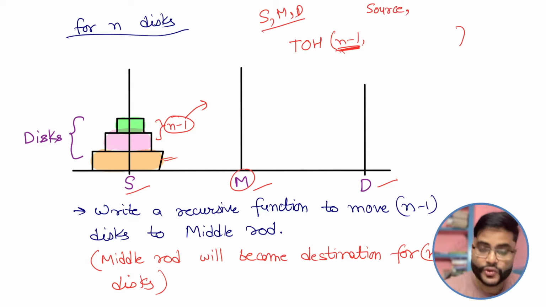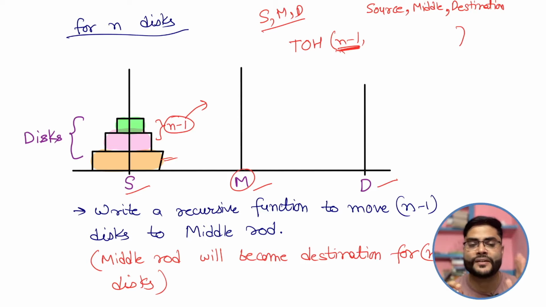Source rod is nothing but the rod from where you want to move your disk. Then we will pass our middle rod. Middle rod is nothing but our auxiliary rod. Next we will pass our destination rod. Destination rod will be the rod to which we want to move our disk. So first will be our source rod, second our middle rod, and third our destination rod. We will pass these three in our function call.